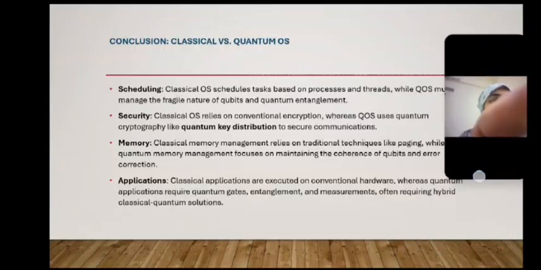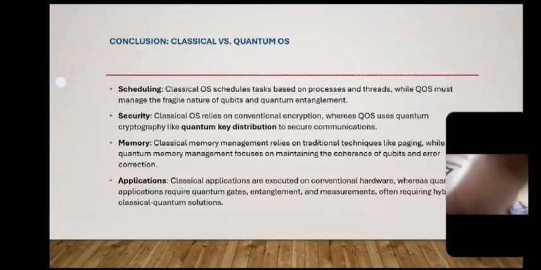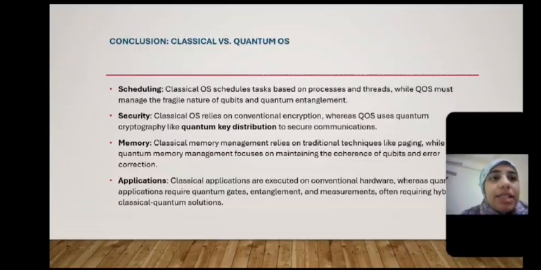The conclusion. So here is the conclusion of the classical versus the quantum OS. In scheduling, classical OS schedule tasks based on processes and threads, while QOS must manage the fragile nature of qubits and quantum entanglement. So on the classical side, it's okay and good to go. They just have to manage the tasks based on priority and which one comes first. But in the quantum, they have to manage the fragile nature of the qubits because it's zero and one at the same time.